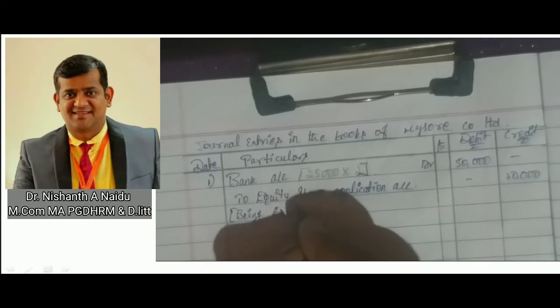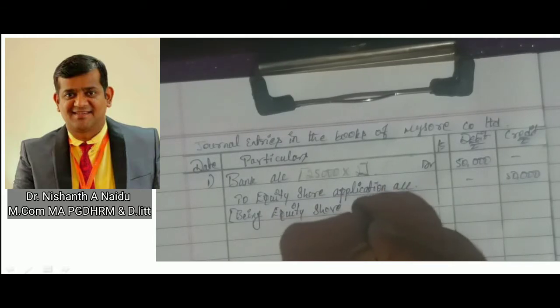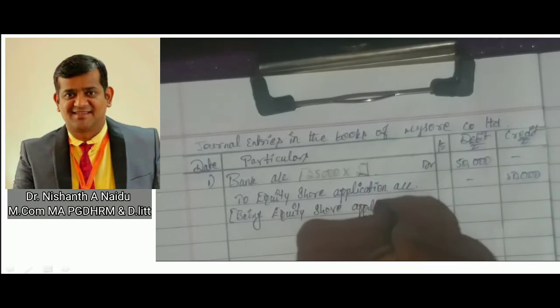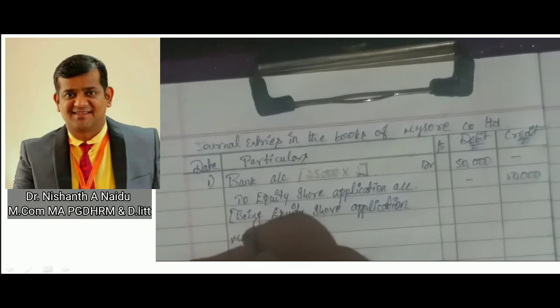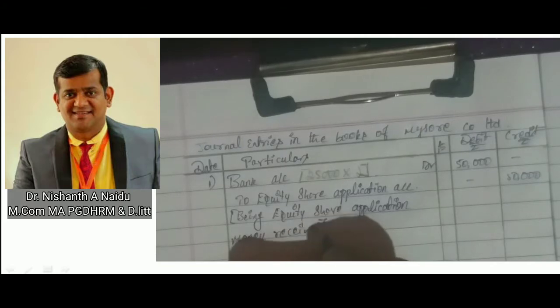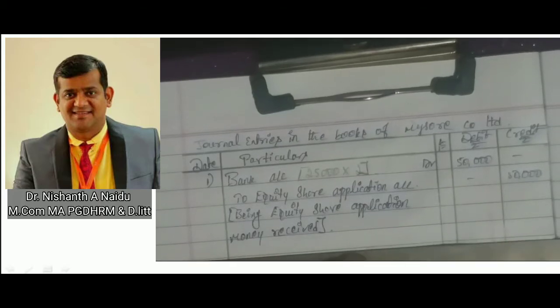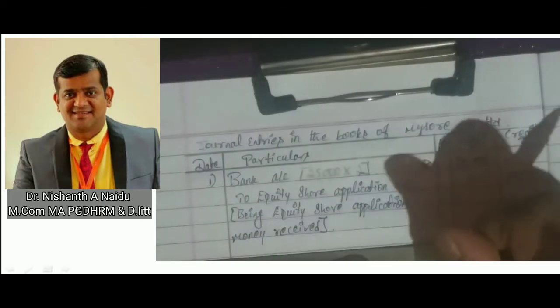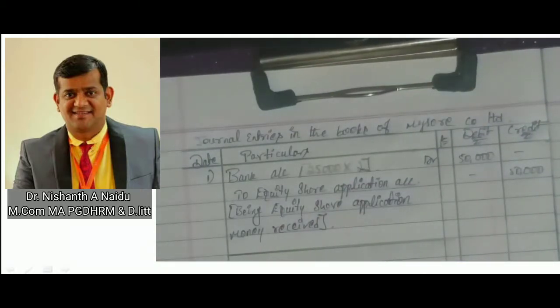equity share application money received. So I'm done with the first entry. I'm closing it up, so you can also close. Always leave one line space so that it gives clarity that the first entry is over.